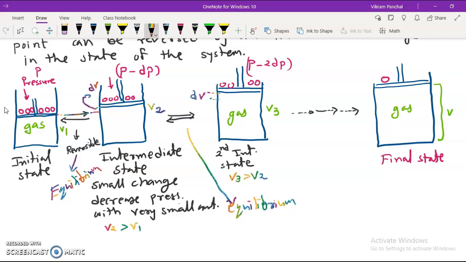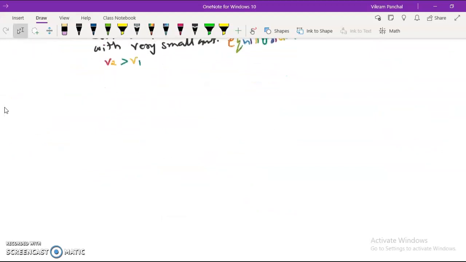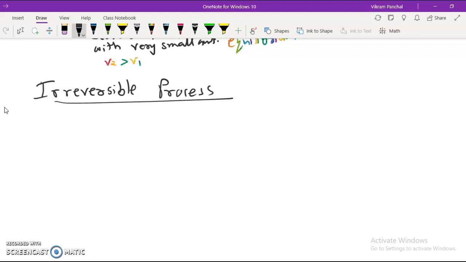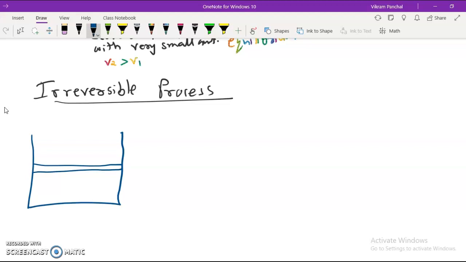Okay, so this is the concept of a reversible process, that we have to carry small changes throughout the process. Now we will go ahead with the irreversible process. This is the initial state, and we can put pebbles over here. Let us call the pressure P1. This is the initial pressure. A gas is filled inside this, having volume V1.